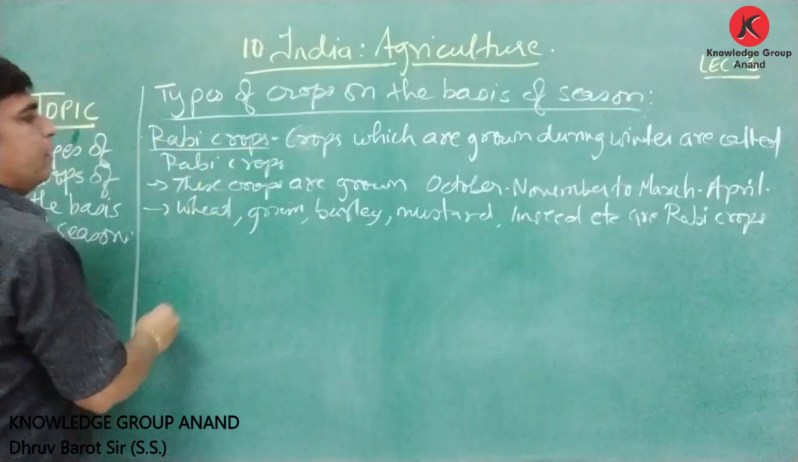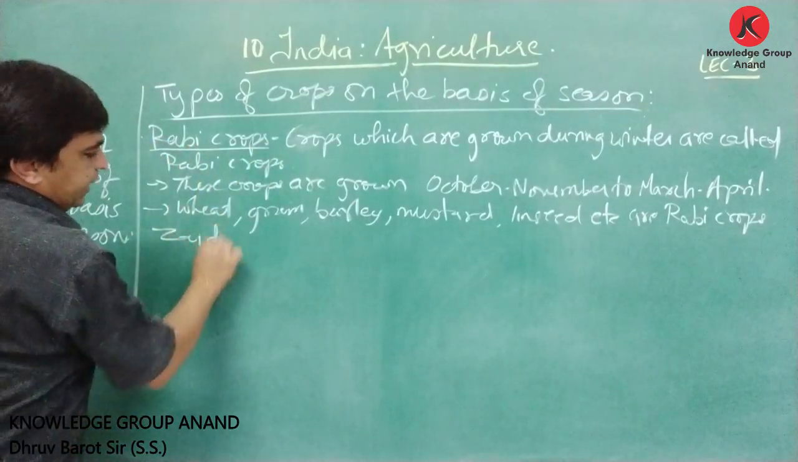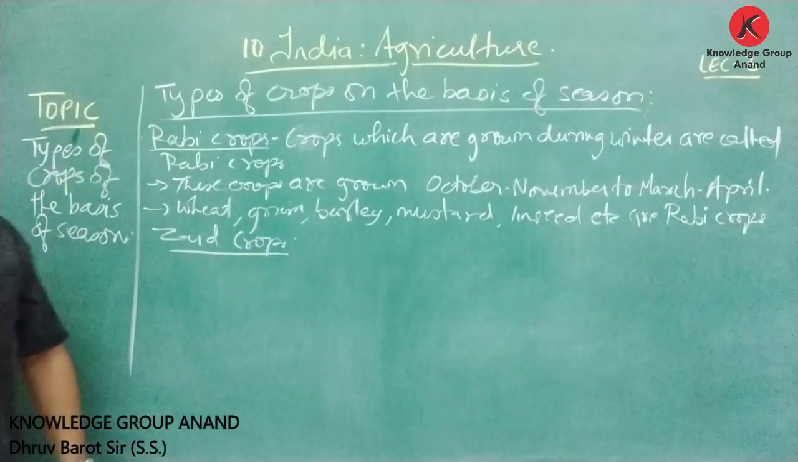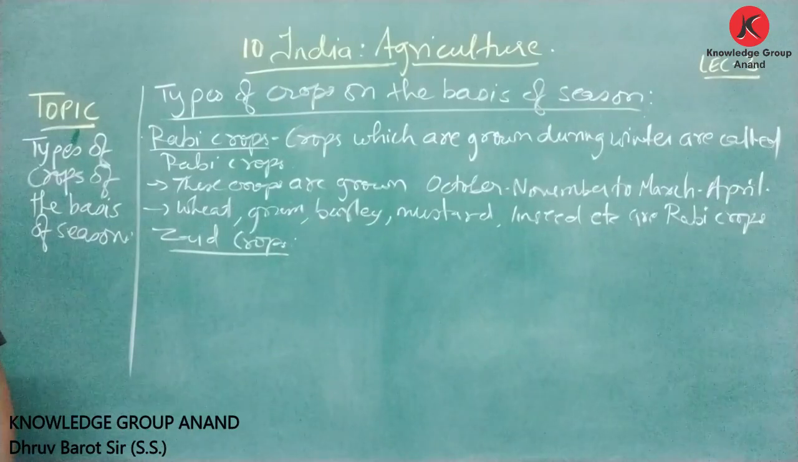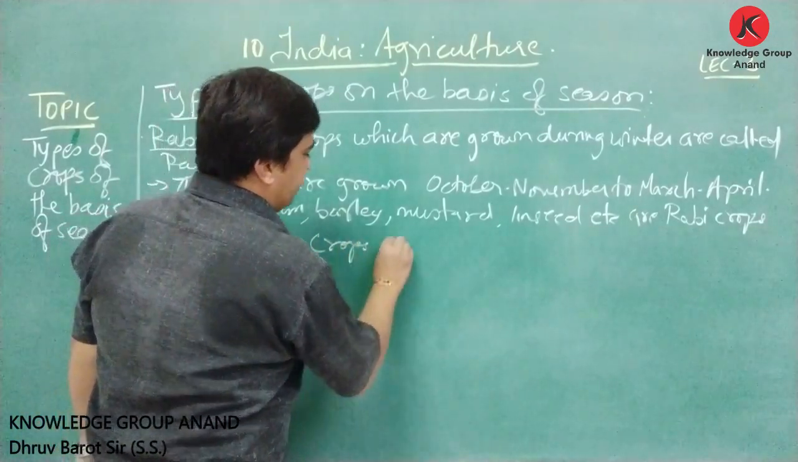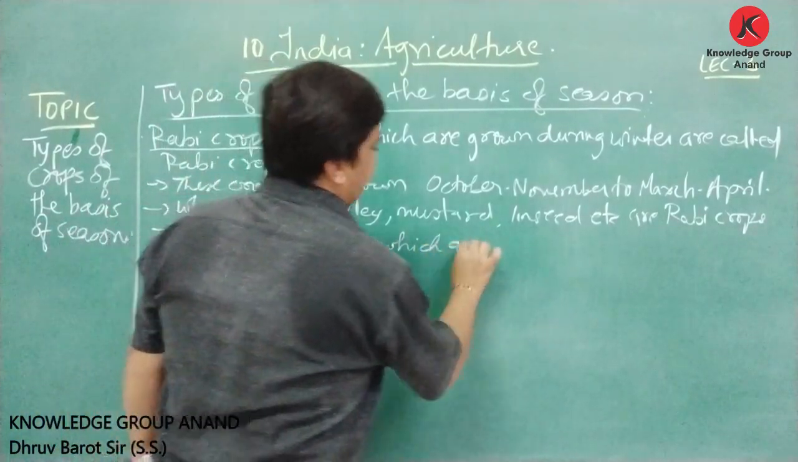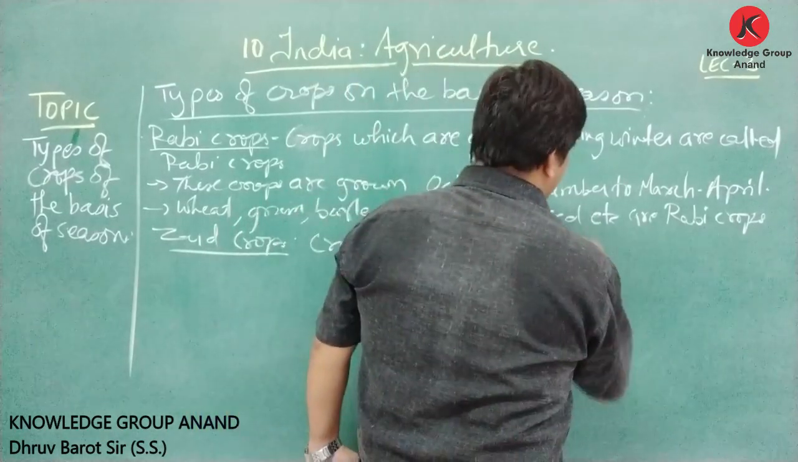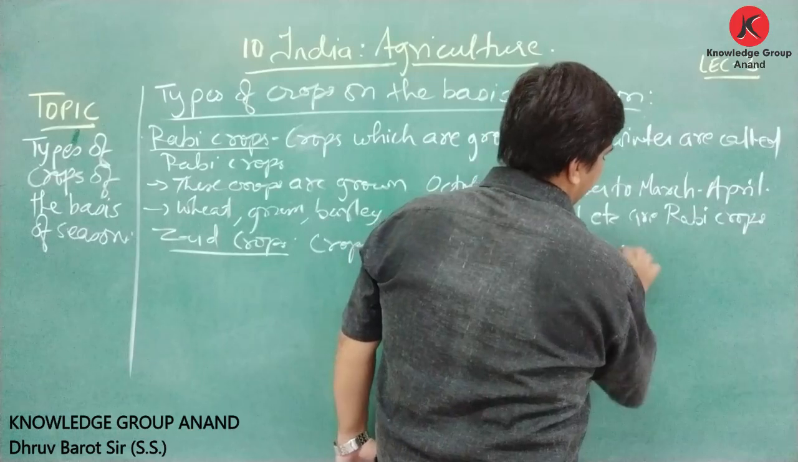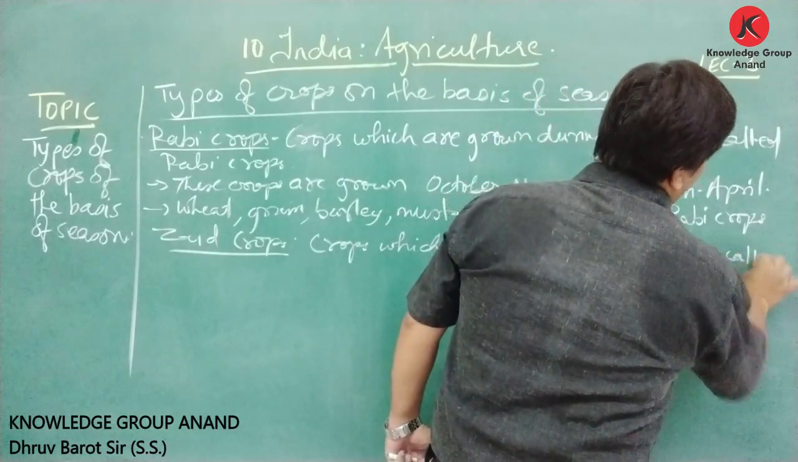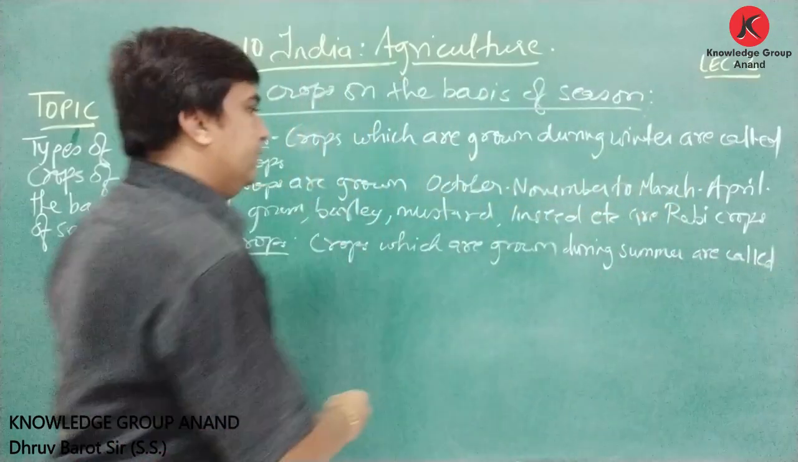Now let us understand the third category, that is the Zaid crops. If you talk about these Zaid crops, crops which are grown are called Zaid crops.